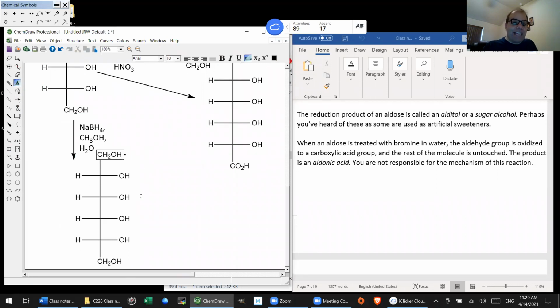Now, compounds like that are of a little bit more interest to us commercially or in terms of home use. These types of compounds are called alditols or sugar alcohols. And I don't know if this particular one gets used in that regard, but several of these sugar alcohols, you can actually go to the supermarket and buy. They're used as artificial sweeteners. And certainly you find them in things like chewing gum.